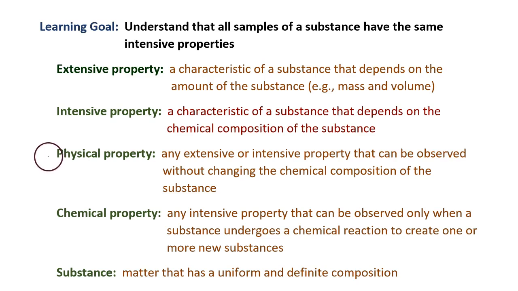Another vocabulary word is physical property. This is any extensive or intensive property that can be observed without changing the chemical composition of the substance. For example, it's a physical property of the substance water that it freezes at 32 degrees Fahrenheit.